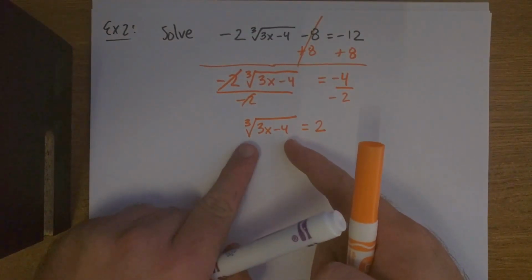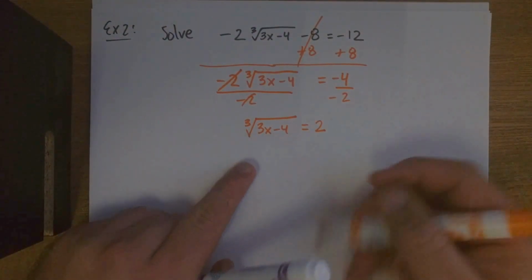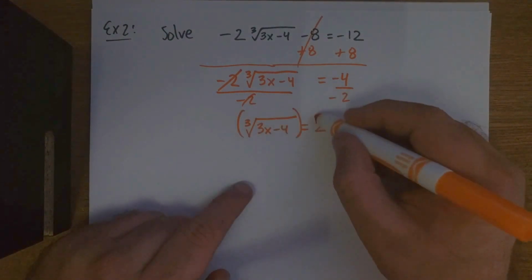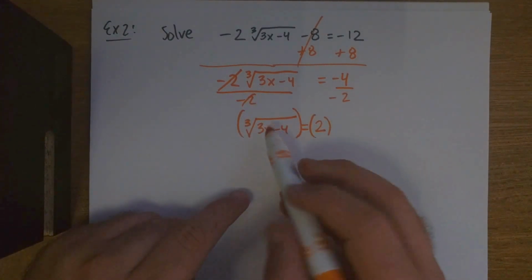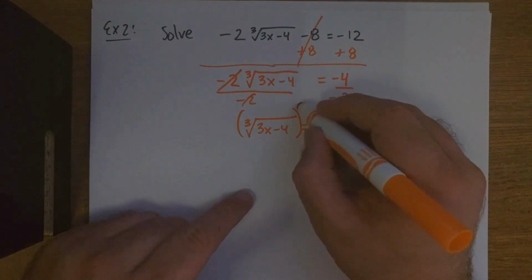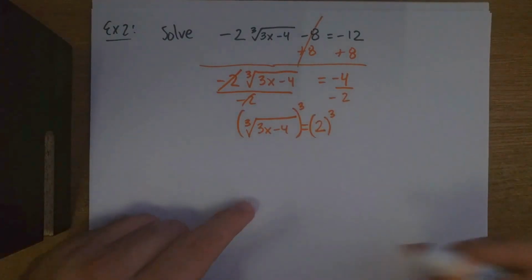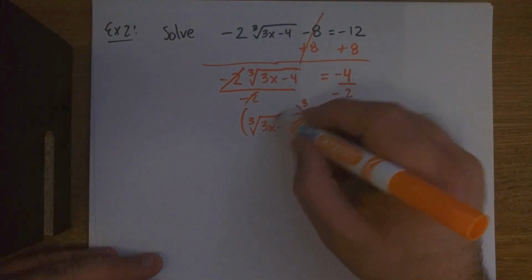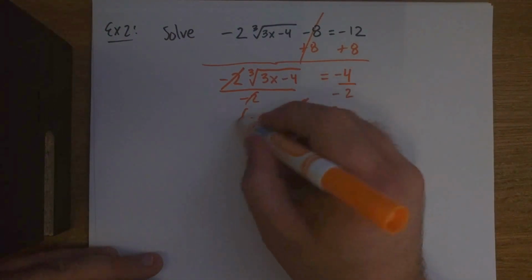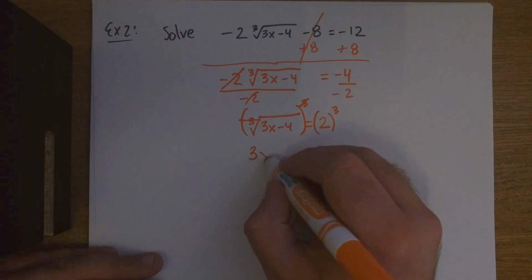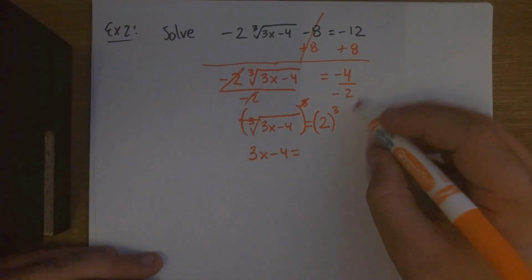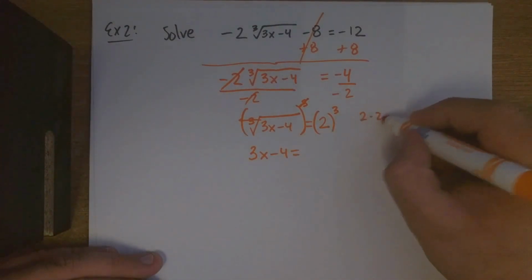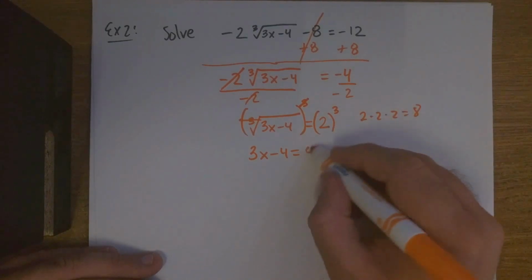Now that I've isolated the radical, I want to raise both sides to some power, and it's just whatever the root of this radical is. Now the root of this one is 3, so I'm going to raise both sides to the power of 3. Again, think about why you're doing this. You're trying to undo the cube root, so you have to cube both sides. That's why we're doing that. We have 3x minus 4 equals 2 to the power of 3. That's 2 times 2 times 2, which is 8.